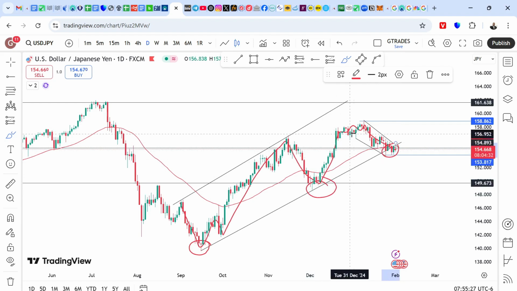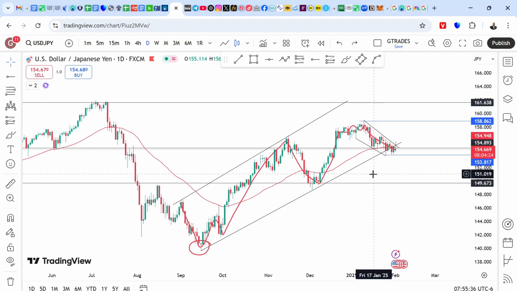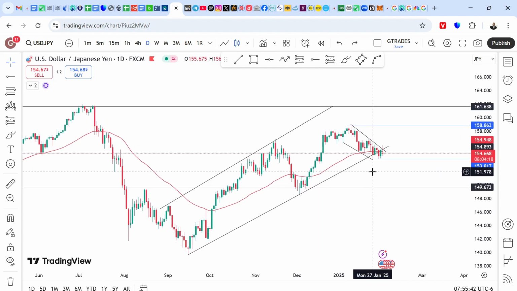So the moment price bounces on the trend line, it has to bounce back, right? So this is where we want to look for a buying opportunity, because from the higher time frame, we've been seeing that the market has been in the bullish trend, right? Now this is on the daily time frame.